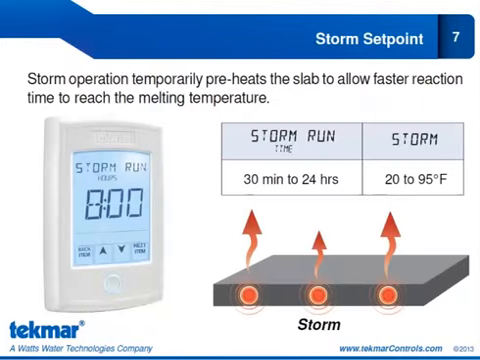The storm set point is similar to the idle set point. You have the range from 20 to 95 degrees Fahrenheit. You can also set that off if you do not desire the storm operation for your system. You'll also enter in the runtime that you want it to maintain that temperature for. And the range it can maintain that for goes from 30 minutes all the way to 24 hours. So it's entirely selected by the user or by the installer so that you have control over what that preheat temperature is and how long that preheat will last for.